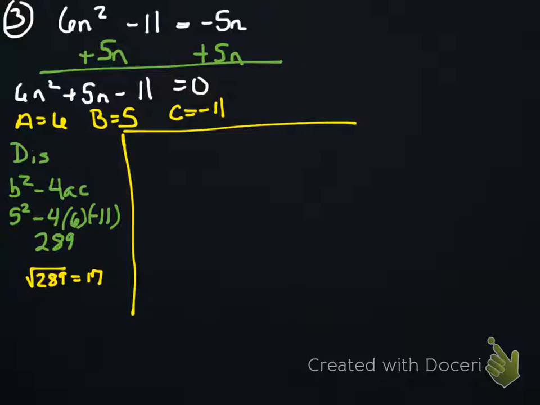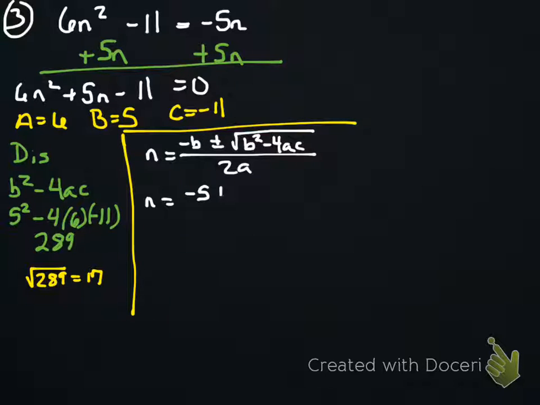So now let's go ahead and go into our quadratic formula. This time it's going to be n equals negative b plus or minus the square root of b squared minus 4ac over 2a. And so n equals opposite b, so b is 5, so opposite b is negative 5, plus or minus 17 over 2 times a, which is 6. So simplifying that a little bit farther before we go on to the next step, we're going to combine our denominator, and that's going to be 12.